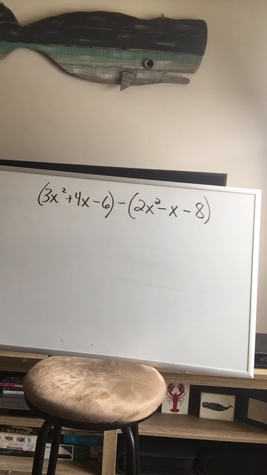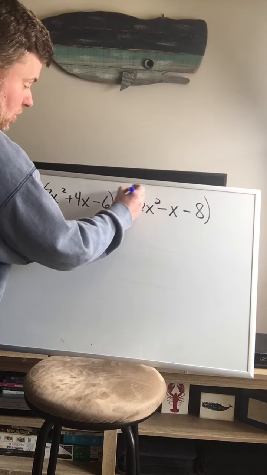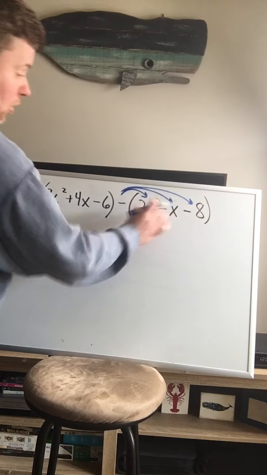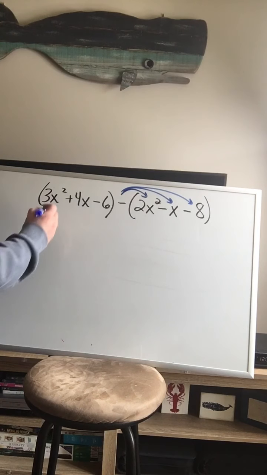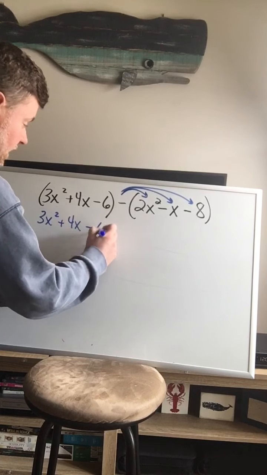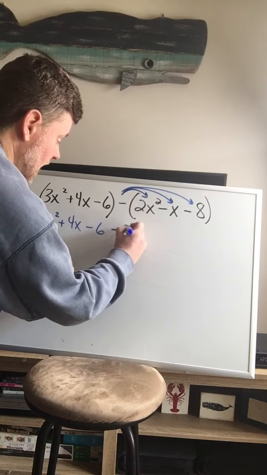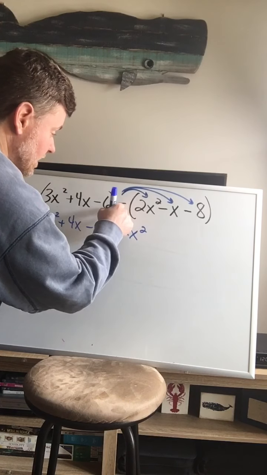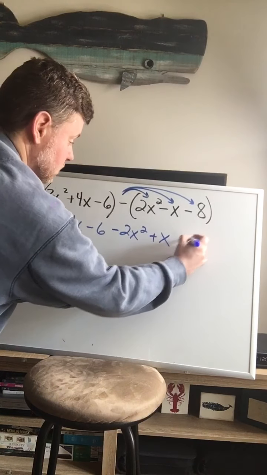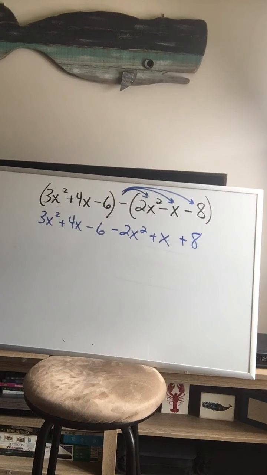Because there's a minus here, that minus needs to get distributed to all of the terms over here, and that's going to change all of those signs. So 3x squared plus 4x minus 6, and then because of this minus, these all become the opposite. So it becomes minus 2x squared, minus and minus makes plus x, and minus makes plus 8. So that subtraction gets distributed throughout those parentheses.